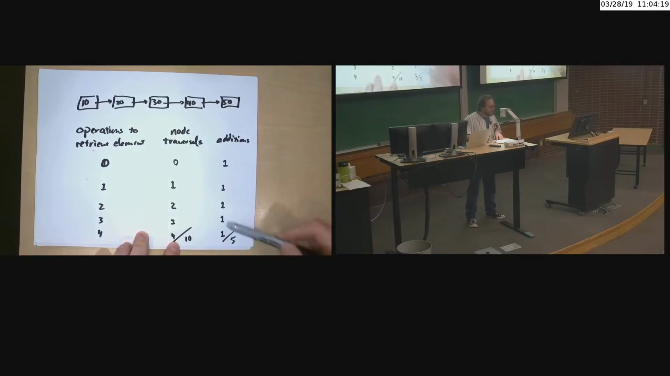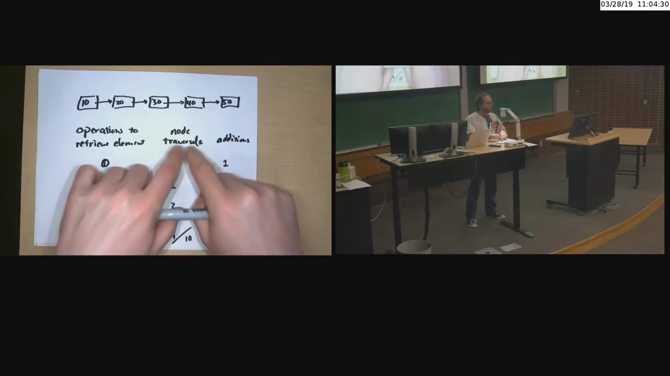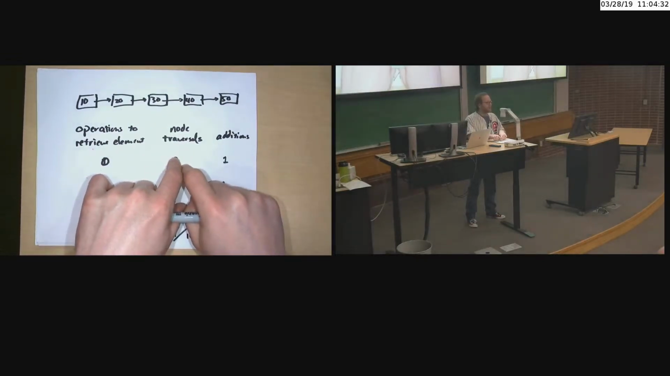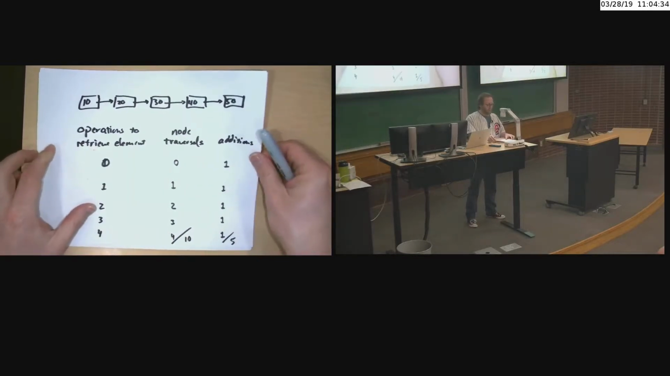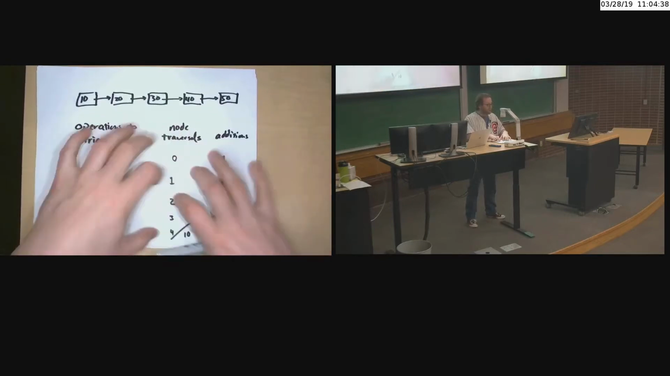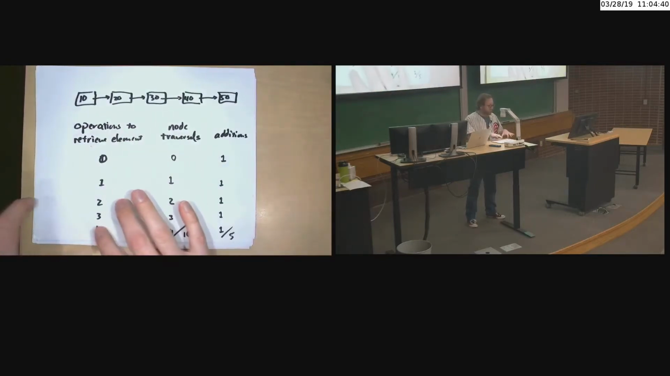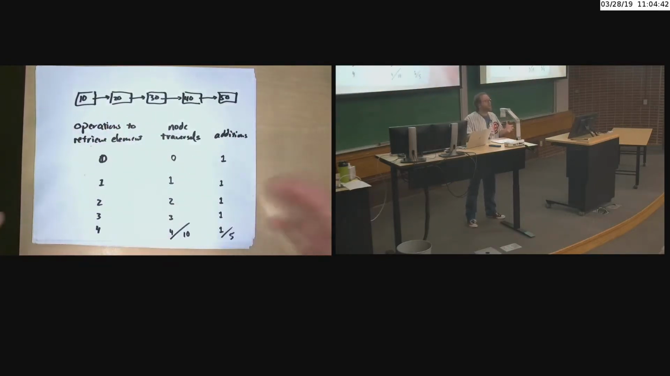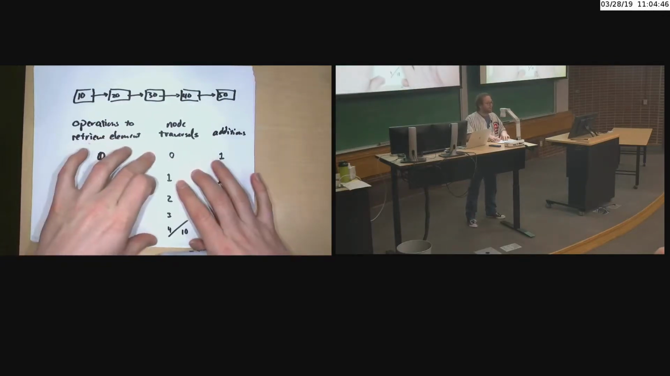Why should I focus on node traversals rather than all these additions? The additions are what I'm actually doing, I'm just summing these up. Why is this maybe more important? I'm doing more of them. And if I'm doing more of them, then maybe this is the more expensive operation here. So already we're looking at different operations in a computer, different operations in an algorithm. Maybe one measure of what we should be looking at is the most common operation.